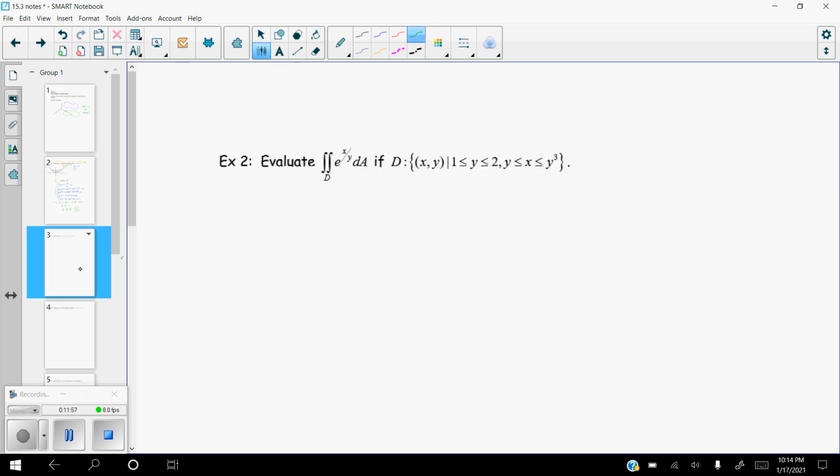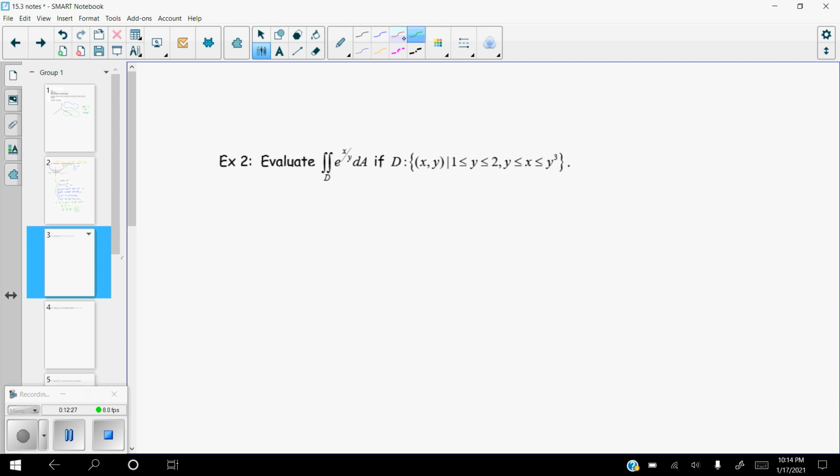So now we're going to evaluate the double integral e to the x over y dA if the domain is given to us as y varying from 1 to 2, x is going to vary from y to y cubed. Okay, so they kind of give us the bounds. If we didn't know the bounds, we would probably have to figure out where the domain of the region was by projecting it. But since they gave us the bounds, there's not really much we have to do.